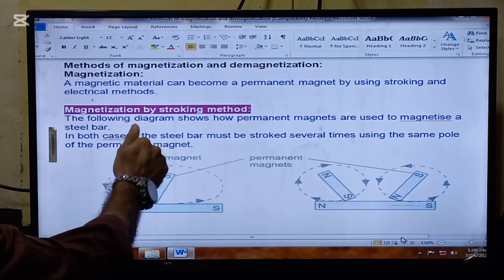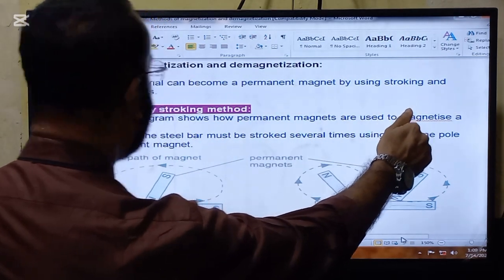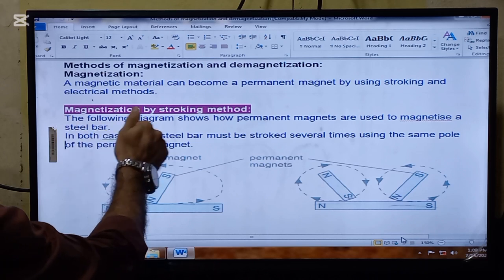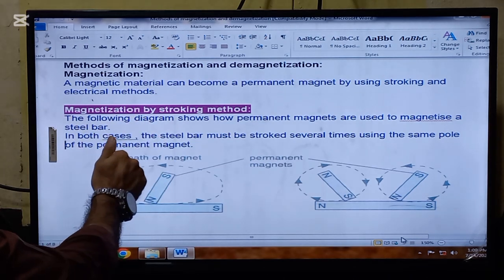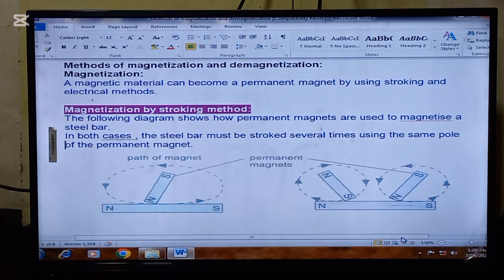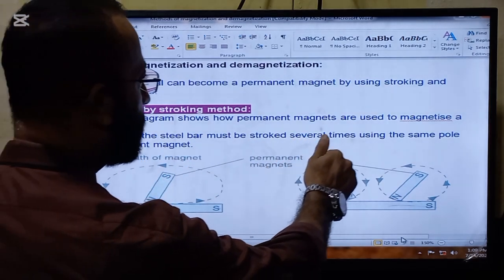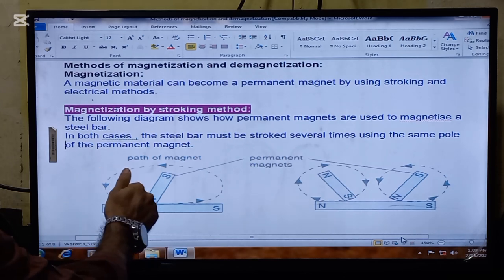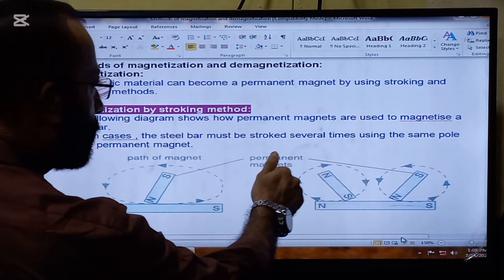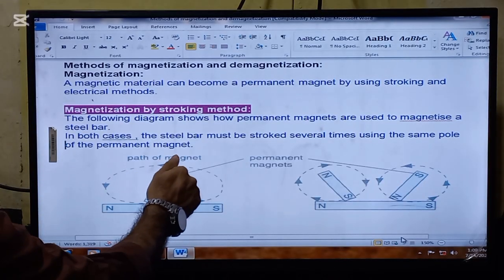A magnetic material can become a permanent magnet by using stroking and electrical methods. The first method that we are going to read is magnetization by stroking method. So concentrate yourself, we are going to start. The following diagram shows how permanent magnets are used to magnetize a steel bar. In both cases, the steel bar must be stroked several times using the same pole of the permanent magnet.